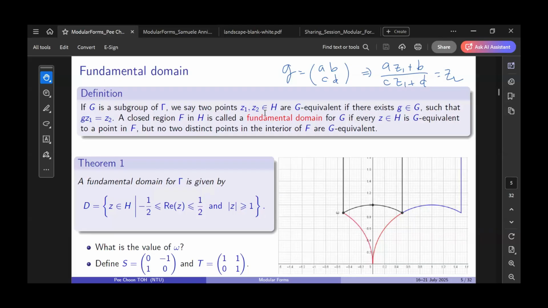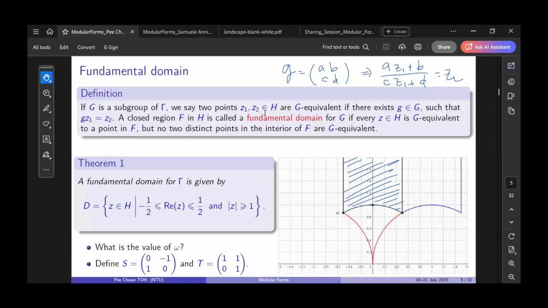So then we can compute that, theorem 1, the fundamental domain for gamma is in here. So basically in the area where the real part of Z is between minus a half and a half, and the norm is more than 1, so outside the circle.